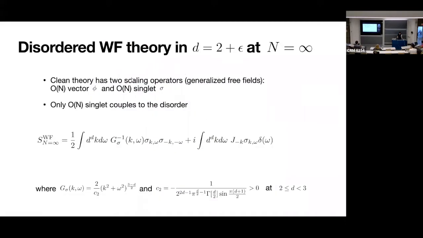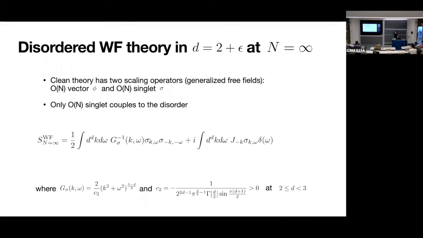Okay, let's look into this case. As we know, in the infinite n limit, the theory can be very simple. The quenched theory now has only two scaling operators, so the theory is of two generalized free fields. One is the O(N) vector phi, and the other one is the O(N) singlet sigma. Only the O(N) singlet couples to the disorder. This means the sector of the phi field is intact in the presence of disorder, so we are able to integrate over phi to get the effective action in terms of sigma.